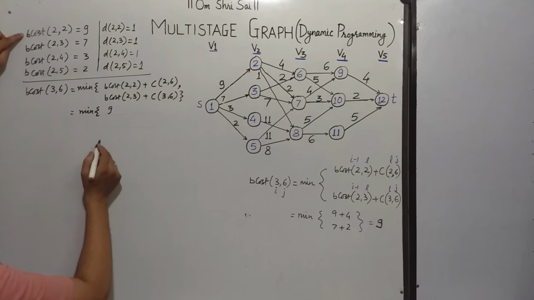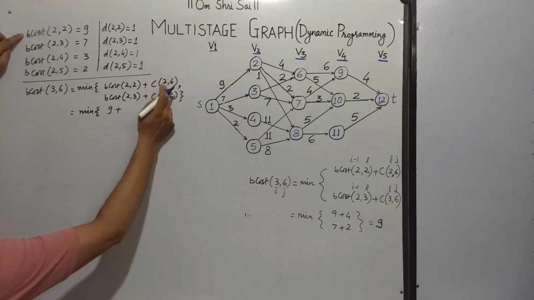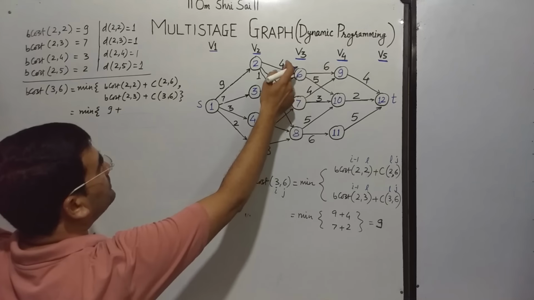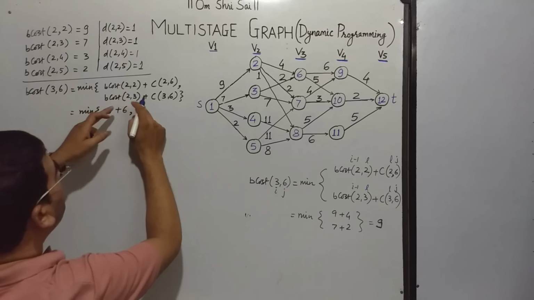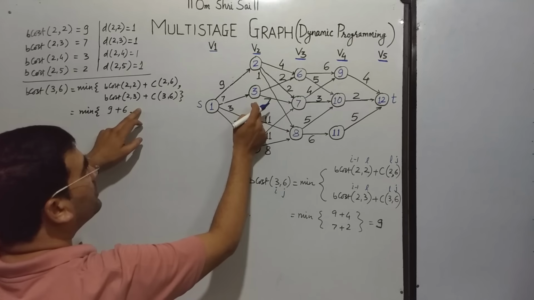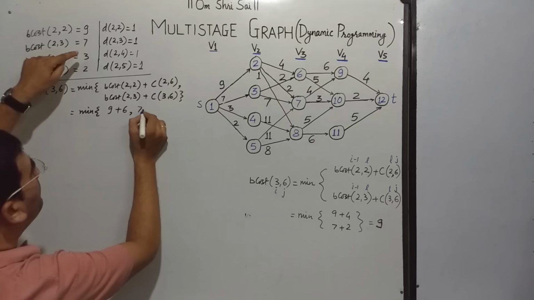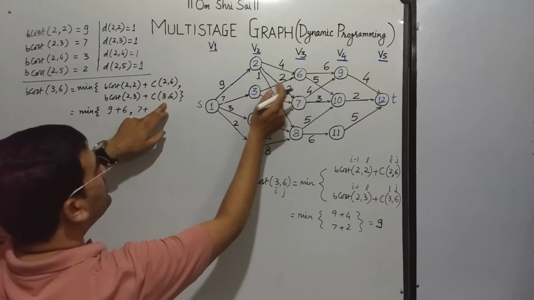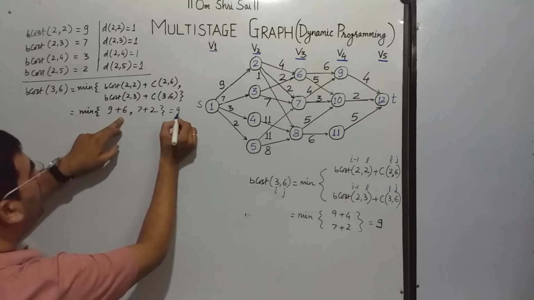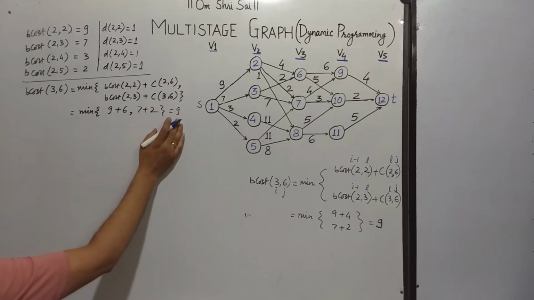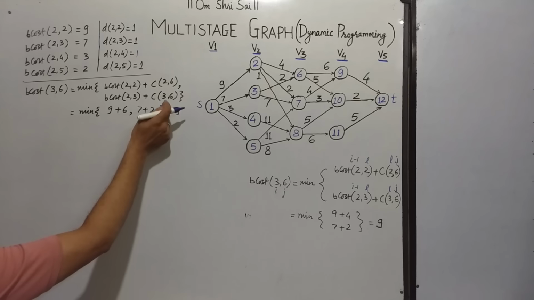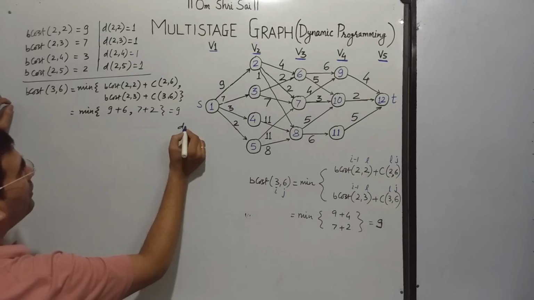B cost of 2, 2 we have already calculated, plus what is c of 2, 6, the path from 2 to 6, that is 4, and we'll compare with B cost of 2, 3. B cost of 2, 3 is 7, plus what is 3 to 6? 3 to 6 is 2. So what is the minimum value? That minimum value is 9.